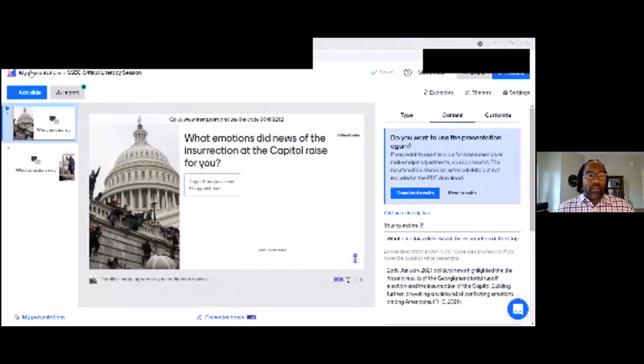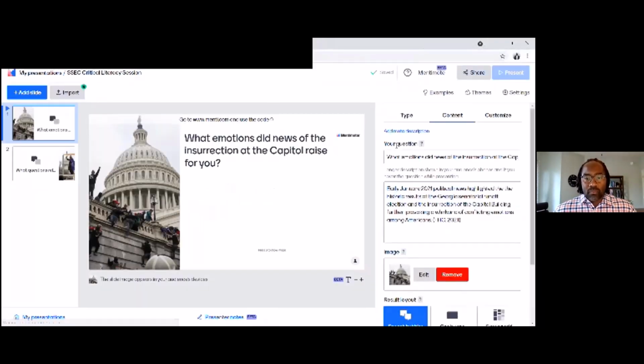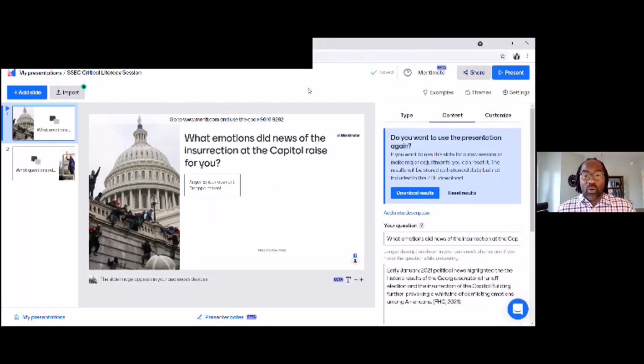Okay, let me try to refresh it. Are you all able to see the screen now? It should say what emotions. Better. It's better. It's still blurry though.